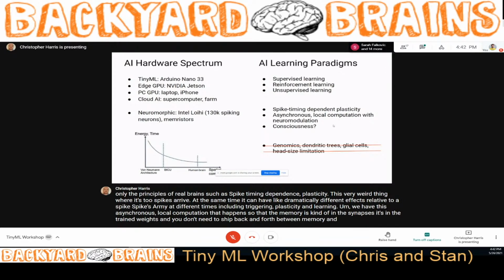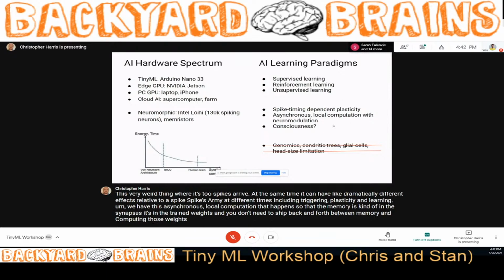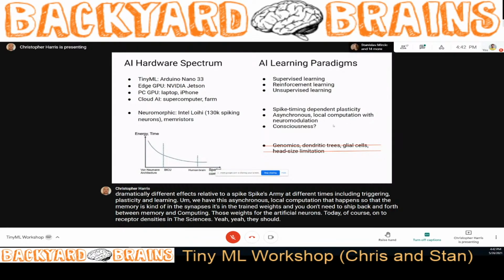Do those weights for the individual neurons today, for the artificial neurons, correspond to receptor densities in the synapses? Yeah, they should. That's the analogy, pretty much.